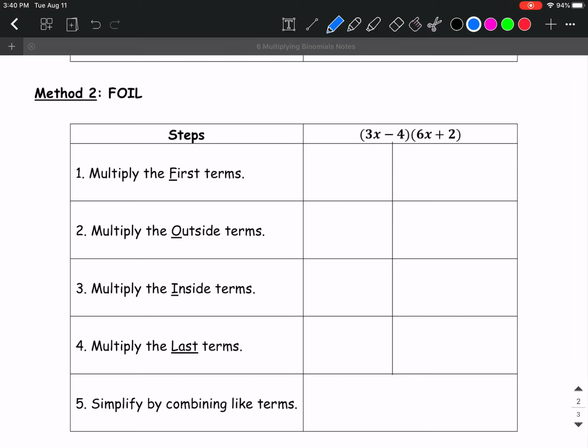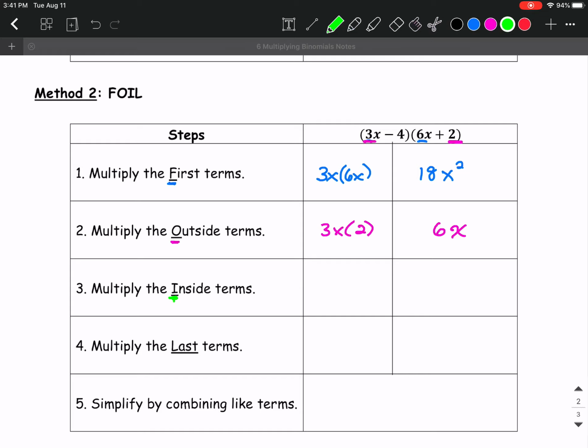Okay, so the first thing we do is we multiply the first terms. Well, the first term in the first parentheses is 3x, and the first term in the second parentheses is 6x. So that's our first terms. And if we multiply them, 3x times 6x, 3 times 6 is 18, and x times x is x squared. Then we go, and we're going to multiply the outside terms. So on the outside, we have a 3x here, and we have a +2 here. So we're going to multiply 3x times 2. And 3 times 2 is 6, and we just have an x to the first.